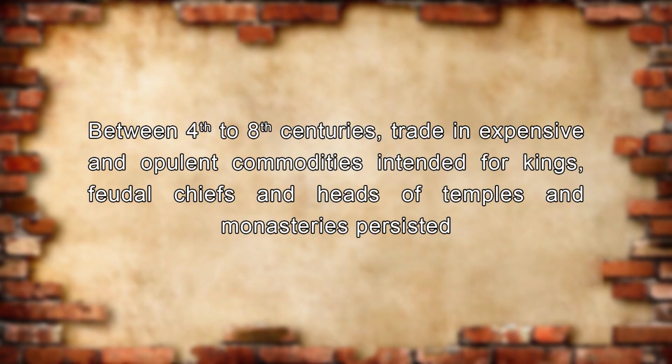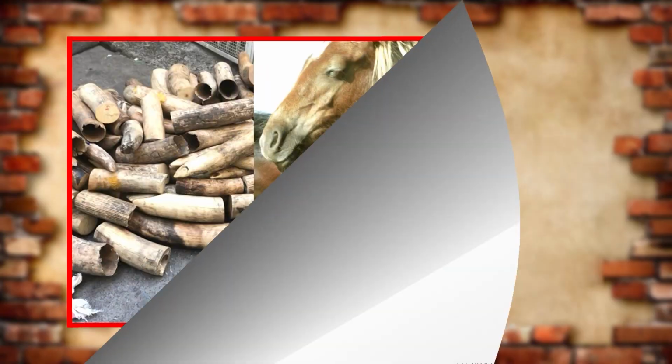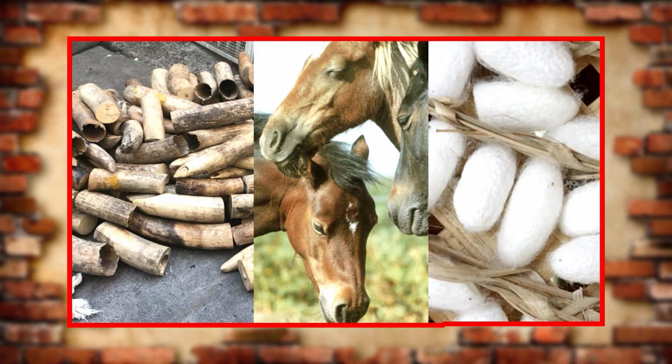Between the 4th to 8th centuries, trade in expensive and opulent commodities intended for kings, feudal chiefs, and heads of temples and monasteries persisted. Although items like valuable and semi-precious stones, ivory, horses, silk, etc. played a significant role in long-distance trade, the sources from this time period provide very little evidence of transactions involving things used on a daily basis.